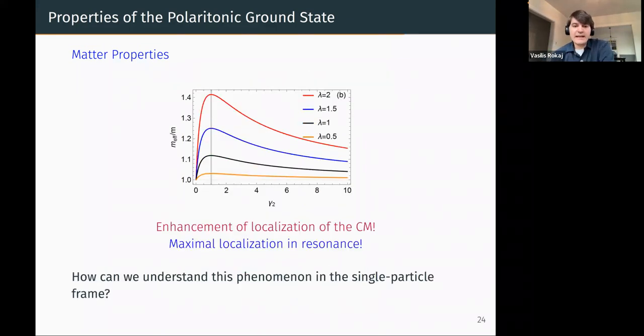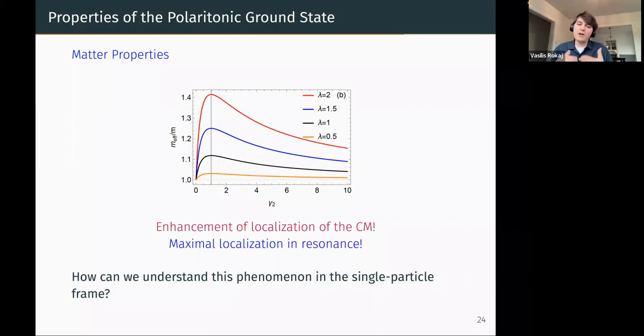And now the question is, how can we understand this phenomenon in the single particle frame? Because what I'm telling you here is just how the center of mass of the system behaves. And this is not directly or straightforwardly reflected in the single particle frame, for example, in actual many-body observables like the actual ground state density of the system. However, you have to remember that here we have N particles and they are interacting and they are also coupled to light. And to solve this system fully analytically is essentially impossible. You can only do it numerically, okay?